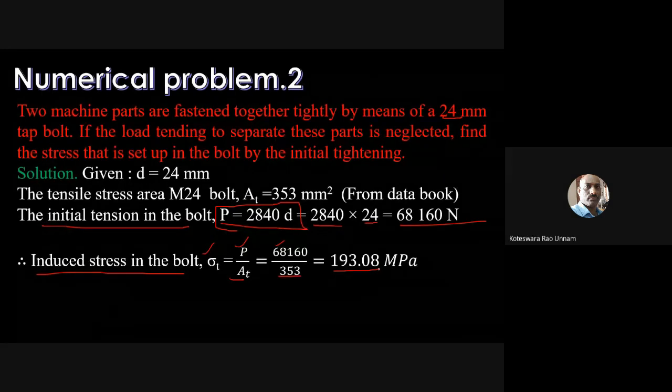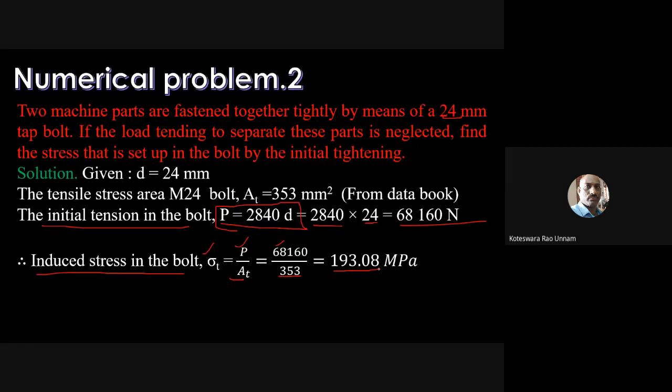Or else the question may be something like this: why a bolt having a nominal diameter less than 16 mm cannot be used for fluid tight joints. I'll ask a question like this. Or else, the other way is: prove that a bolt having a nominal diameter less than 16 mm is not used for fluid tight joints. So how can we answer that question?